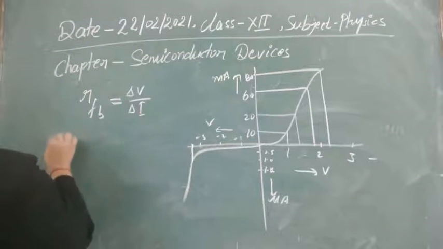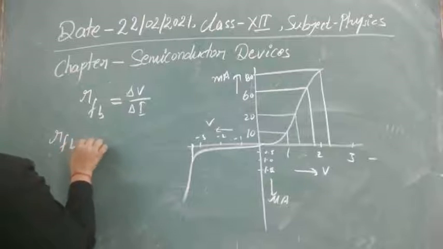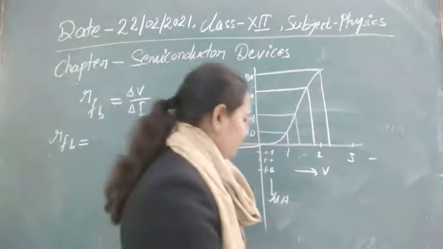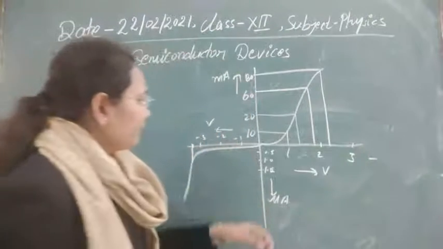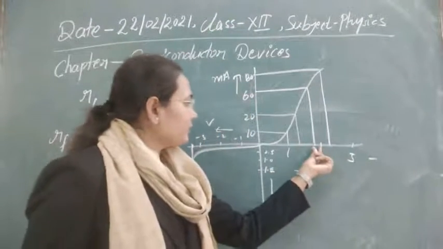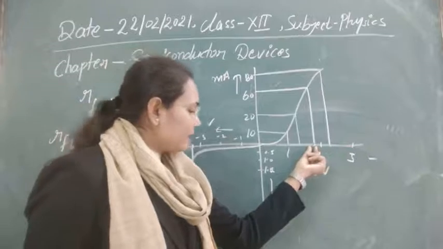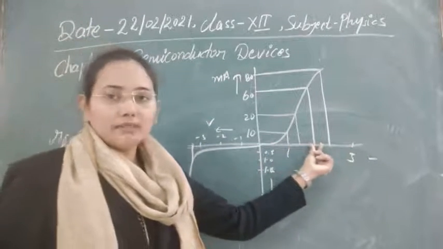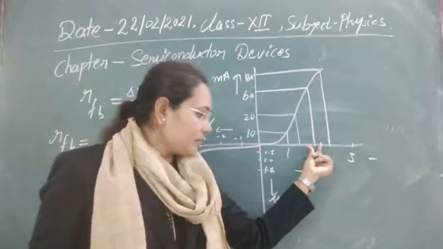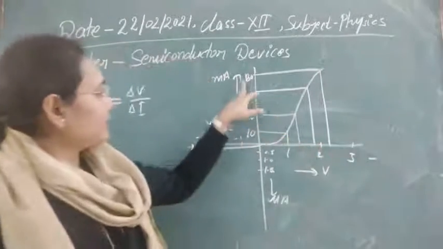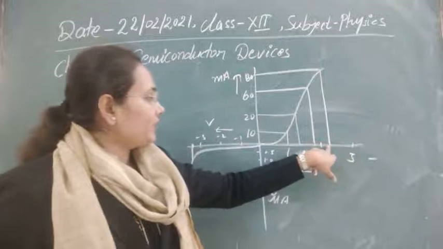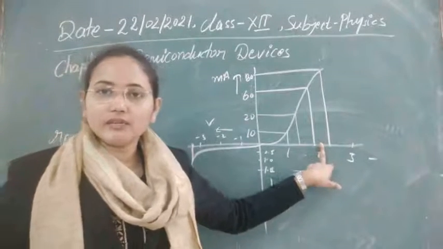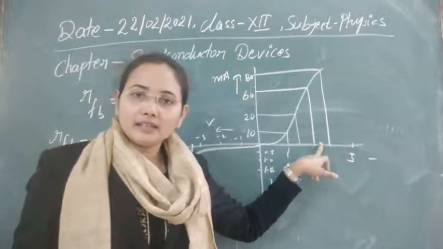So this will be equal to RFB. If we see V is equal to 2 volt, then that is lying somewhere here. So we can calculate just by using the values in the graph. By using the values in the graph, this is 80 and 60. If we take these 2 points, then 2 is at the center, and we can calculate the values at these points.